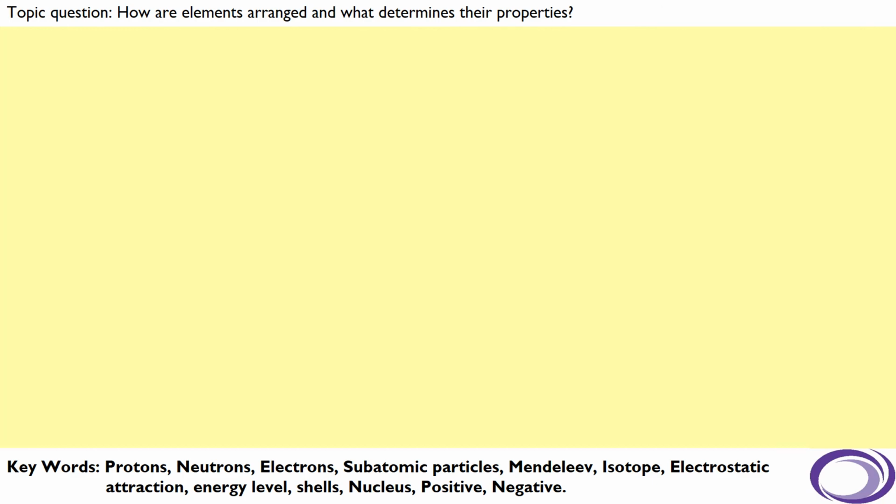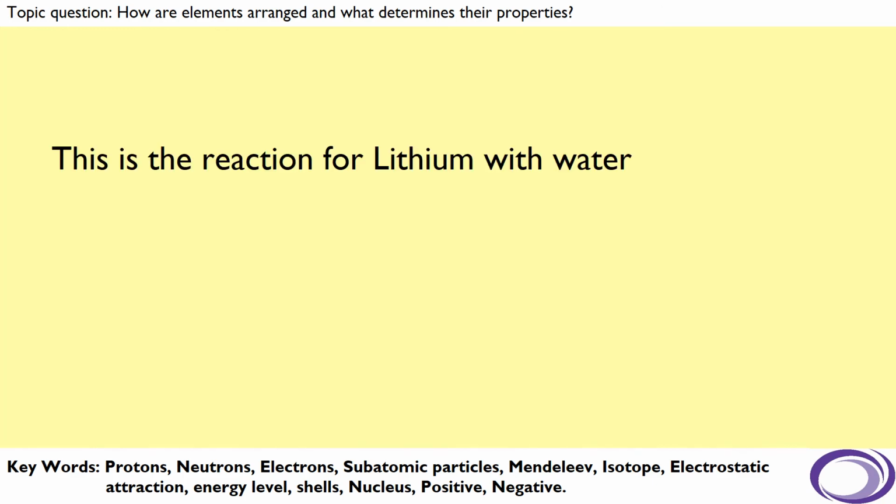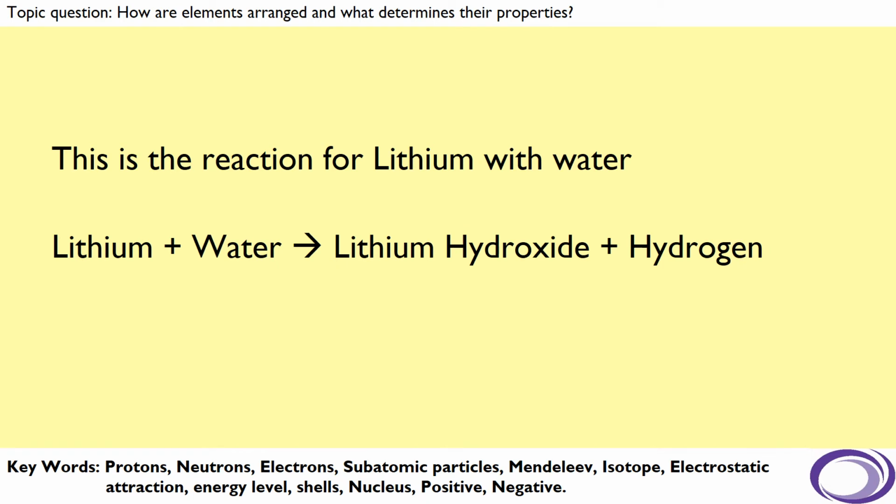So the word equation for the reaction of lithium with water is lithium plus water forms lithium hydroxide plus hydrogen gas. Now that can also be represented as a symbol equation. So we could have 2Li plus H2O forms 2LiOH plus H2.